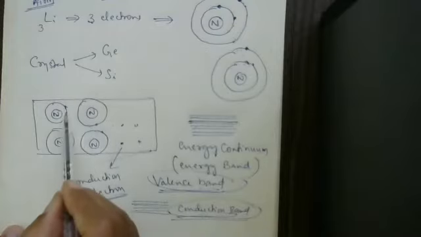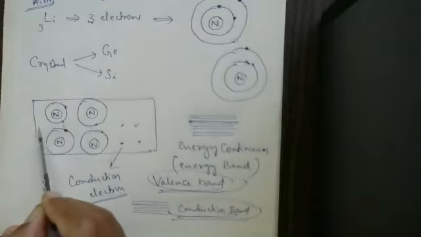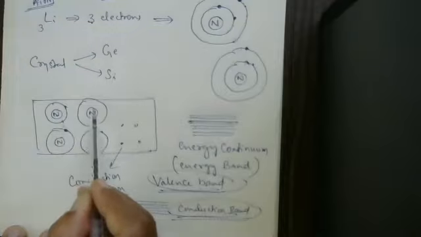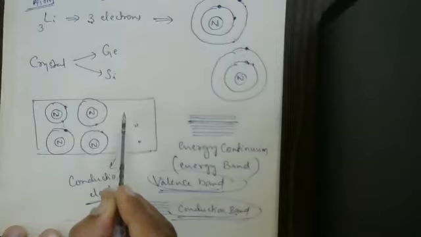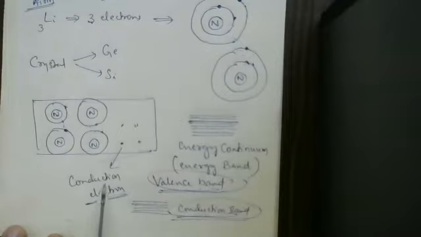If the electron is present in its own outermost orbit, it is called a valence electron. Using thermal energy, or applying electrical energy, voltage, if this electron is removed from that orbit and is capable of moving from one atom to another within the crystal, then such electrons are called conduction electrons.